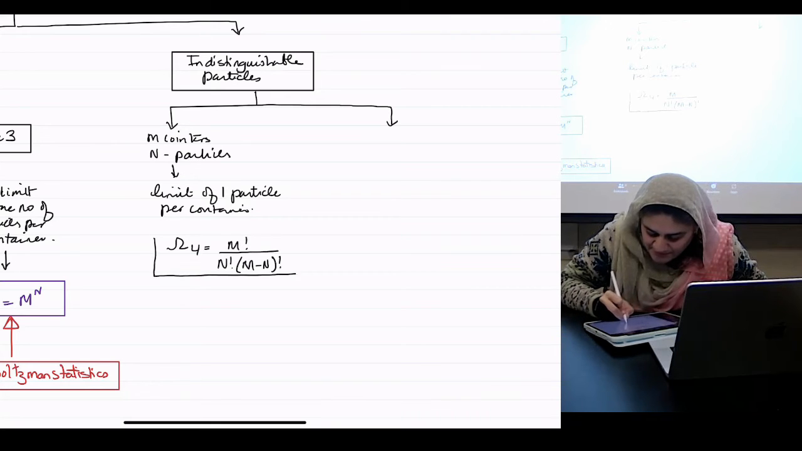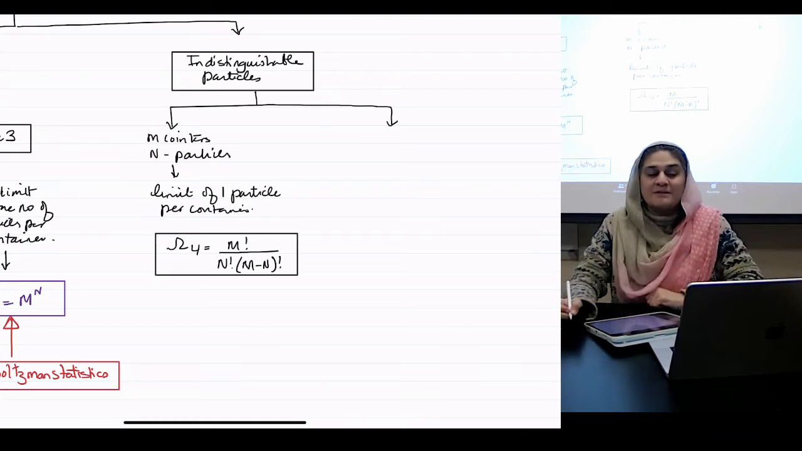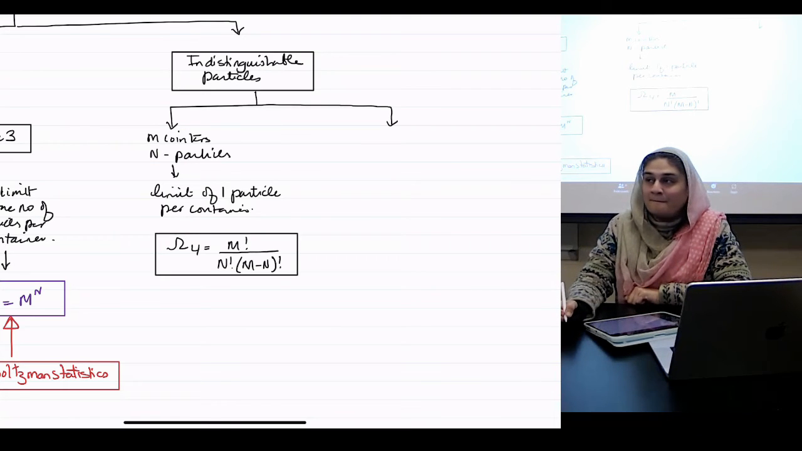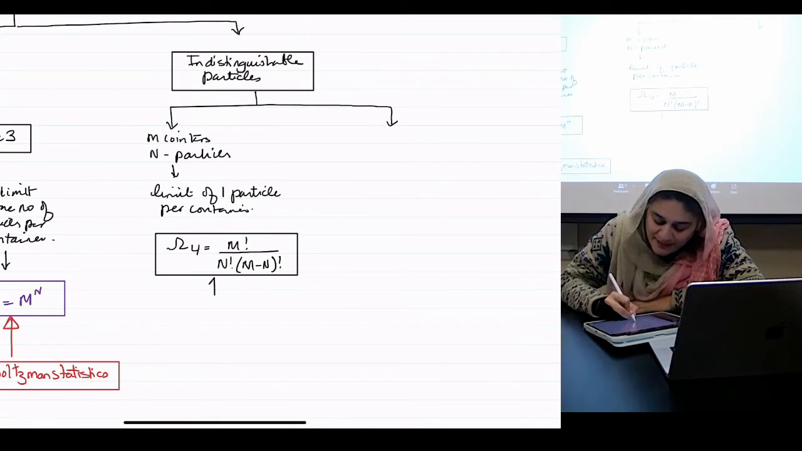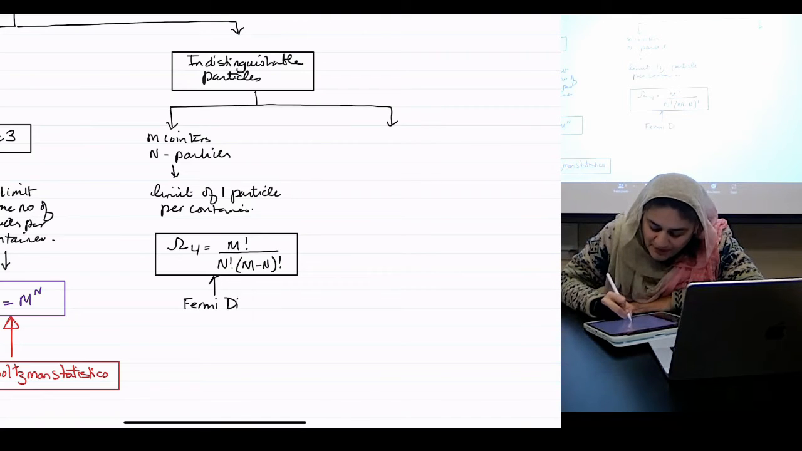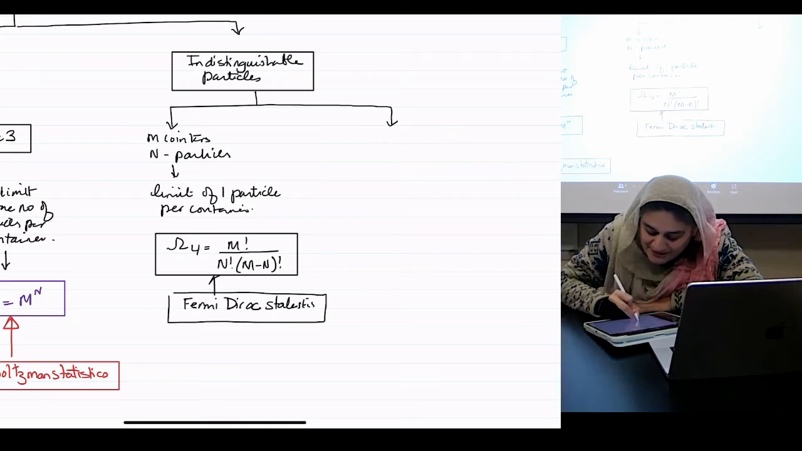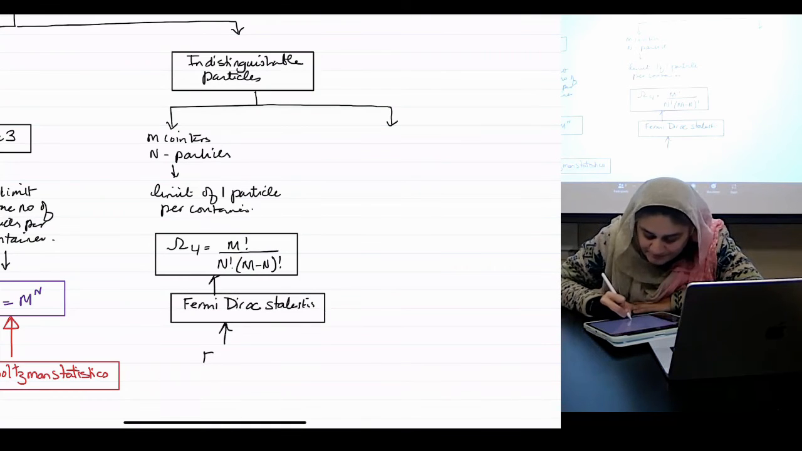Does that remind you of something? Have we seen this before? Last chapter. Combinations. There we go, and permutations and stuff. Yeah, that's exactly the same. And this, in fact, is called Fermi-Dirac statistics. And the particles that follow this Fermi-Dirac statistics are called fermions.